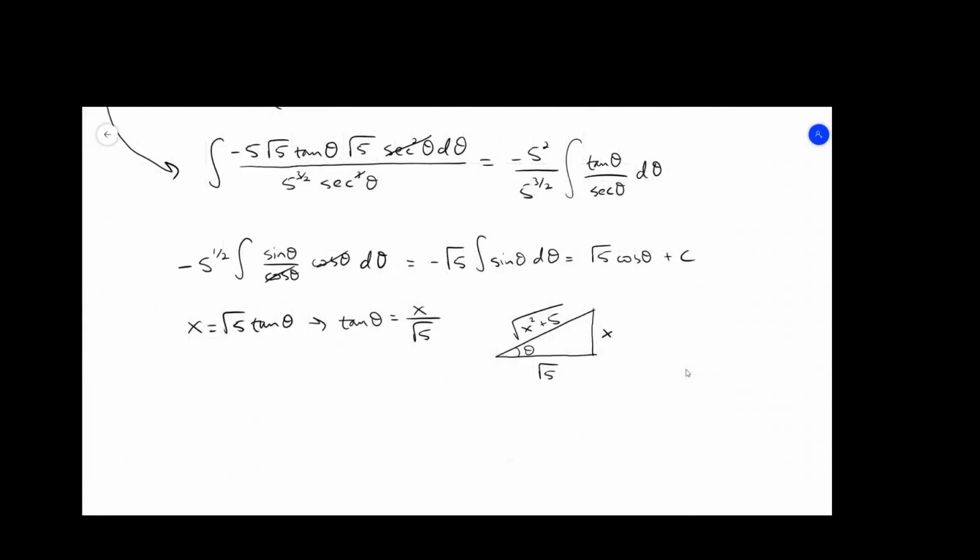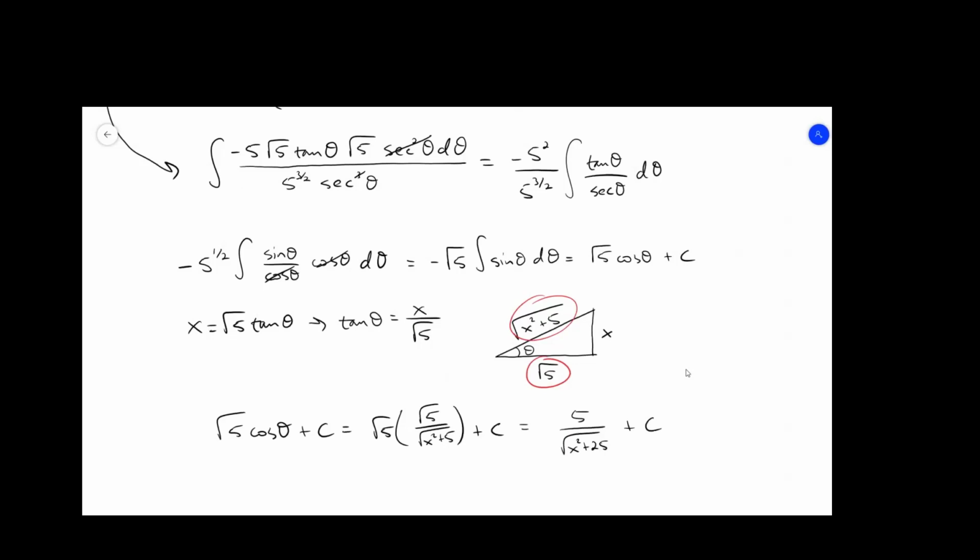So now that we have this triangle drawn, we can say what happens to root 5 cosine theta. Well, what's the cosine theta? We define the cosine to be the adjacent side over the hypotenuse, right? So root 5 over root 5 over square root x squared plus 5. And that is then equal to just 5. Oops, not forget to put C there. C, and then that's equal to 5 over the square root of x squared plus 5.